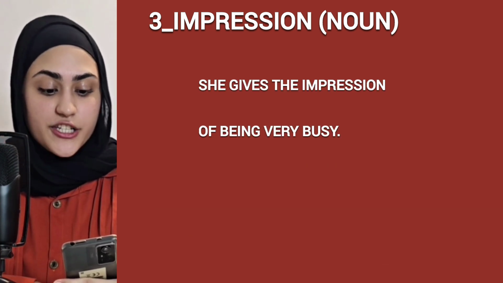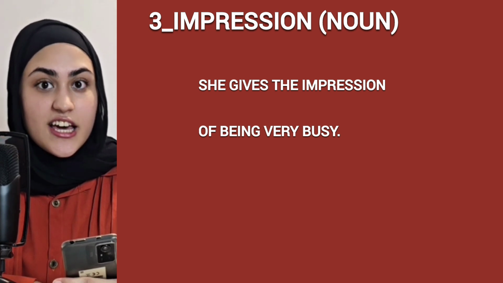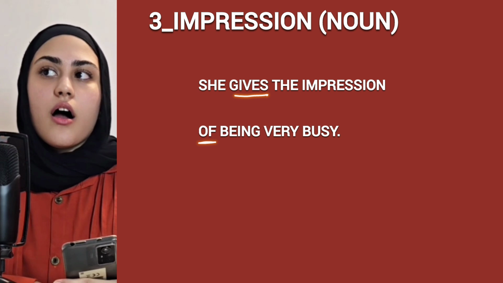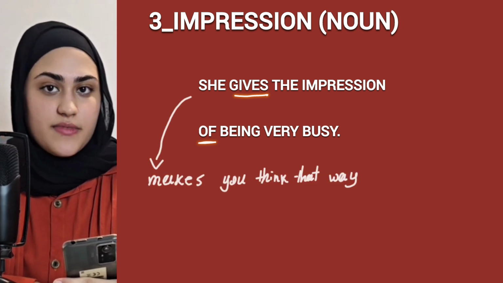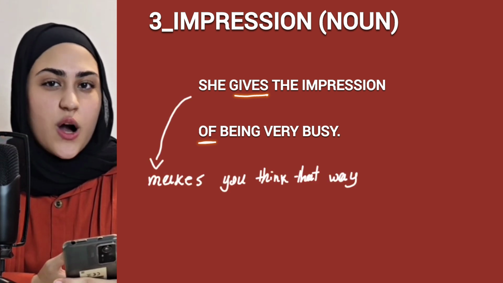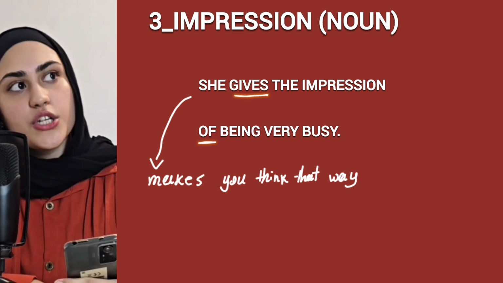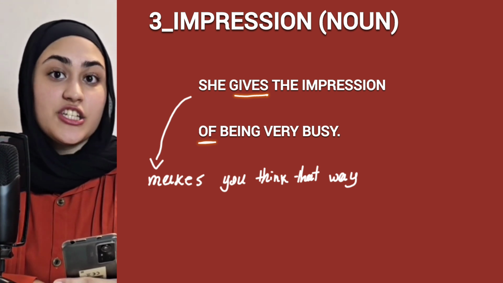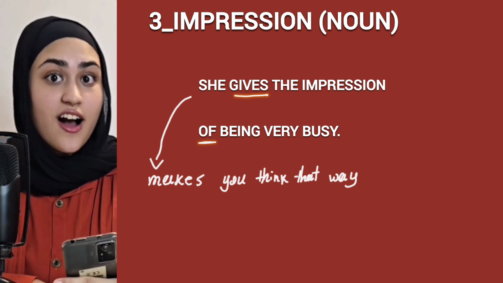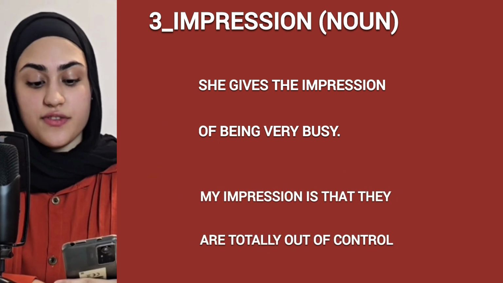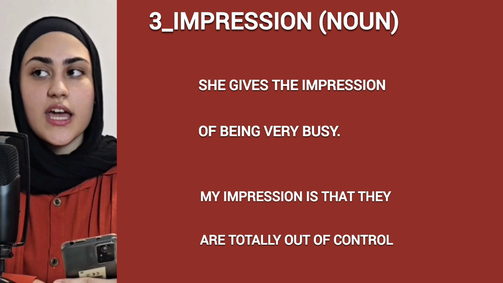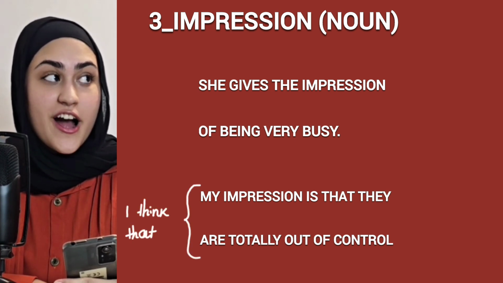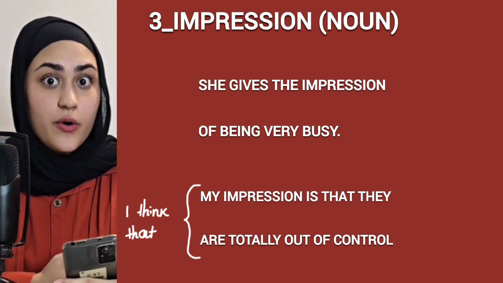She gives the impression of being very busy. Someone gives an impression of, okay? When something gives you an impression of something, that means that it makes you think that way about them. For example, she gives me an impression of being very kind. That means that she makes me think that she's very kind. My impression is that they're totally out of control. That means that I think that they're totally out of control. What I think is that they're out of control.